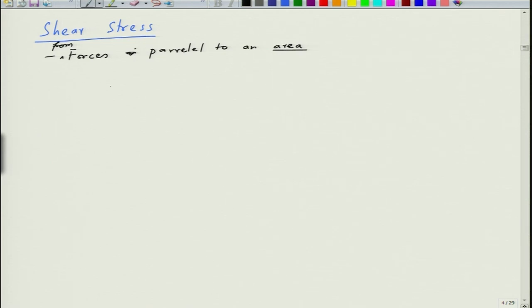Next thing that you need to know is what we call shear stress. The shear stress is basically resulting from forces which are parallel to an area. Shear stresses are generally depicted as, let's say, sigma xy. Sigma xy means that the force is along the y direction and acts on a plane that is normal to x.